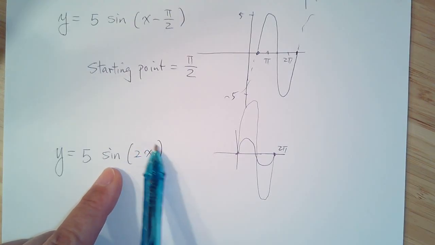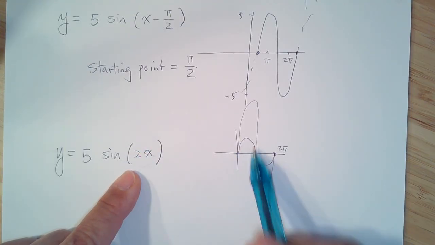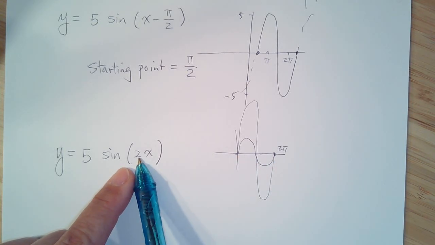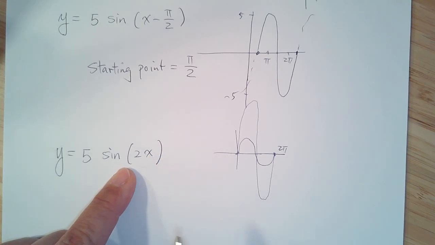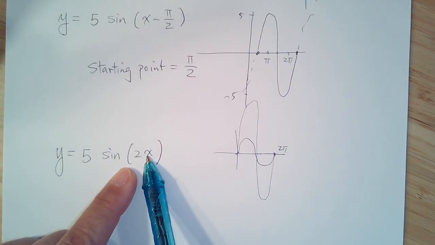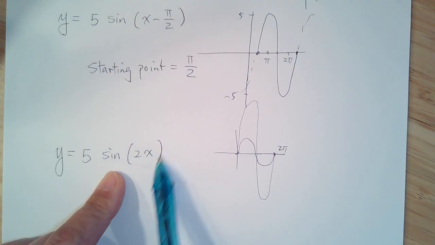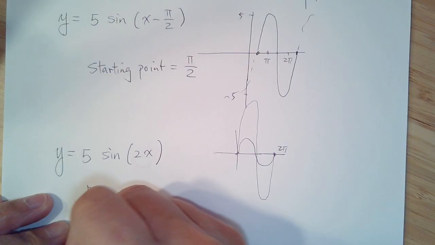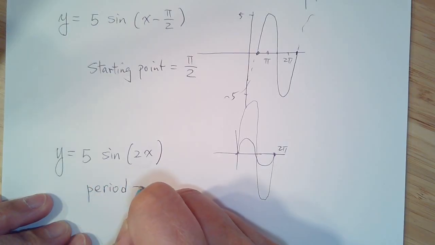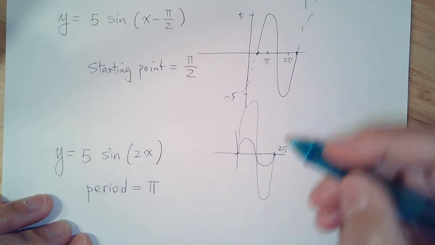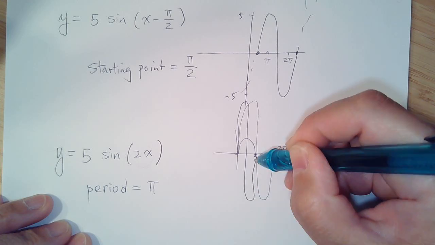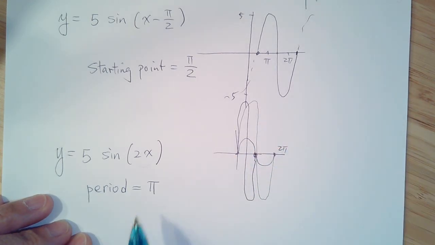This 2x here means the original parent function starting from 0 to 2 pi is one cycle. But if you have a 2 here, that means when x goes from 0 to pi, you already finished one cycle. Think about that. When x goes from 0 to pi, you double that, so the whole thing goes from 0 to 2 pi. That is one period. So your period in this case is going to be pi, not 2 pi anymore. So you squeeze that from here to here, you finish the cycle. Okay, so your period is pi.